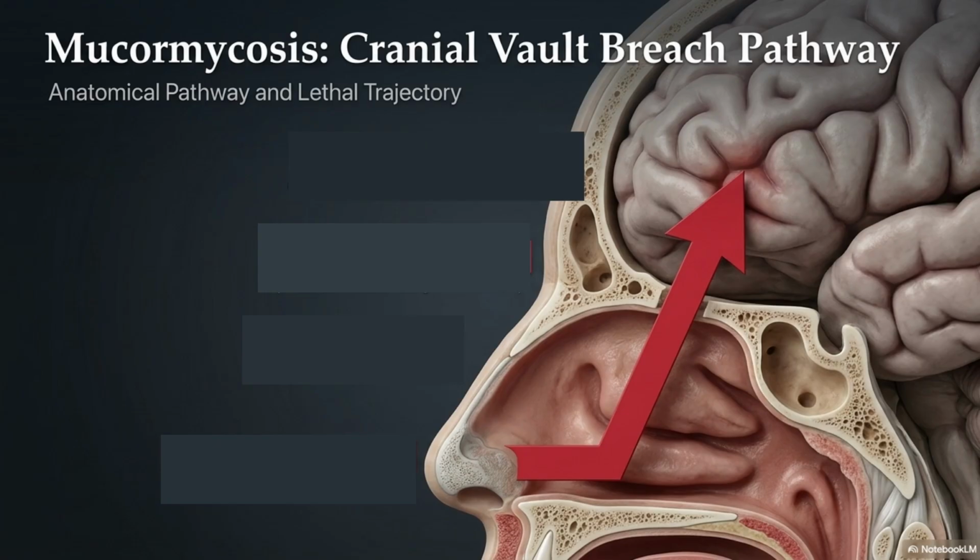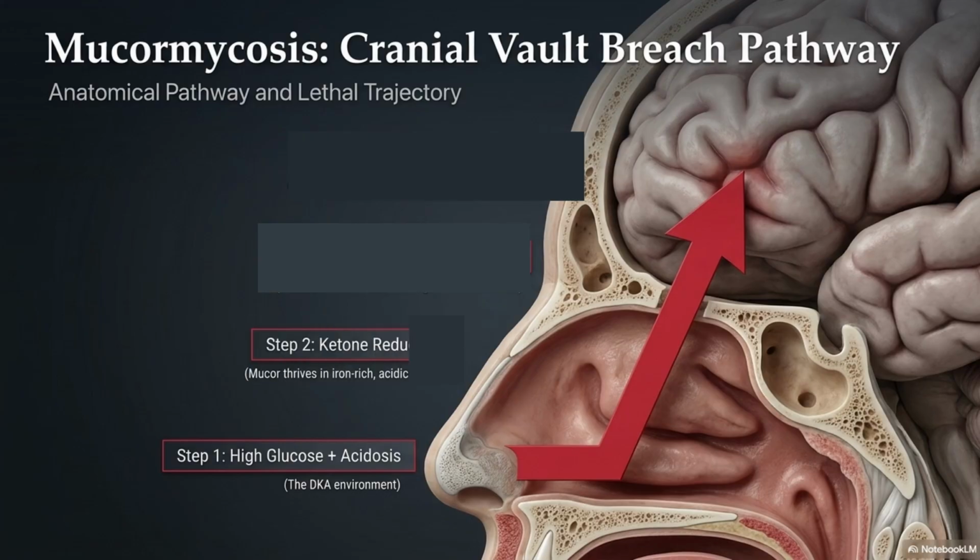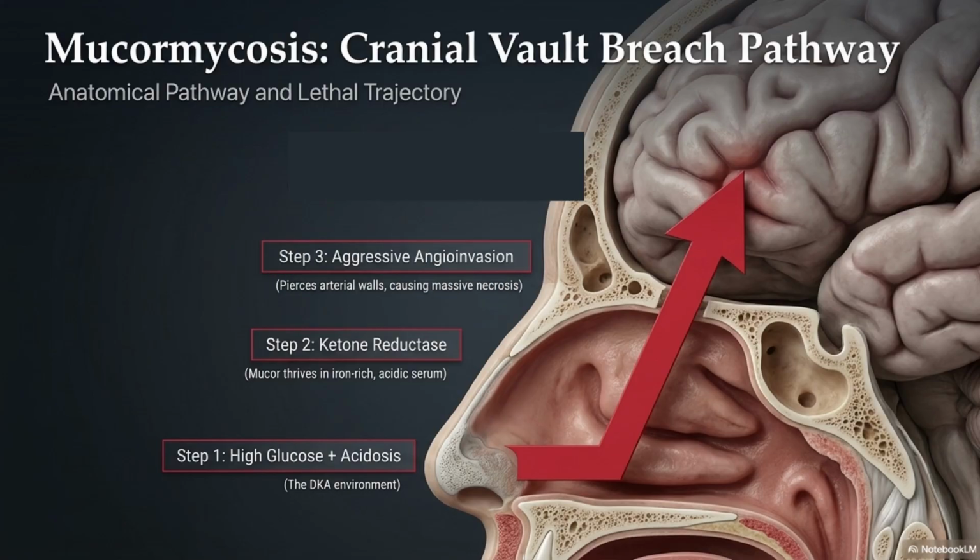Mucormycosis is devastating, and you need to understand its lethal trajectory, the cranial vault breach pathway. Step 1 begins with a high glucose and acidosis environment, which is the classic DKA setting. In step 2, ketone reductase comes into play as Mucor thrives in this iron-rich acidic serum. Step 3 is rapid aggressive angioinvasion, where the fungus pierces arterial walls, causing massive necrosis of the surrounding tissue. This culminates in step 4, the cranial vault breach, where the infection spreads directly through the cribriform plate and straight into the brain.